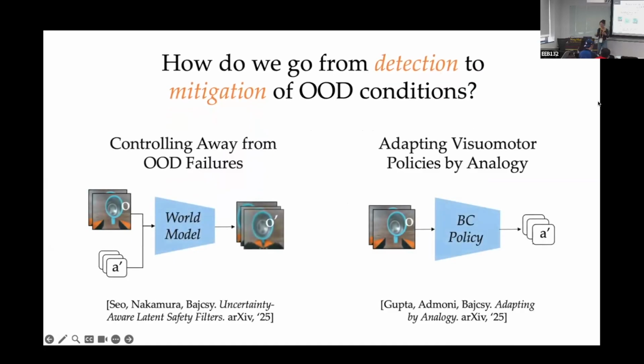These are both very recent works. We just put them up on arXiv from my group because only the freshest and hottest things for all of you guys. One is focused on the world model paradigm. What does it mean for us to control away from OOD failures when you're relying on this kind of model? And the other is the behavior cloning or the imitation learning paradigm OOD detection. So we'll talk about that in the second half.